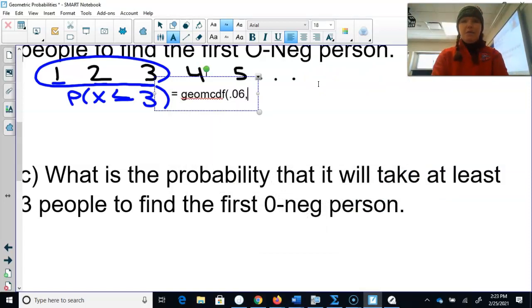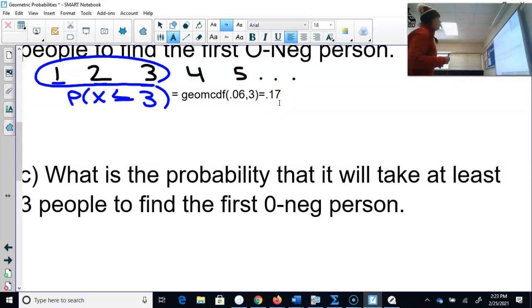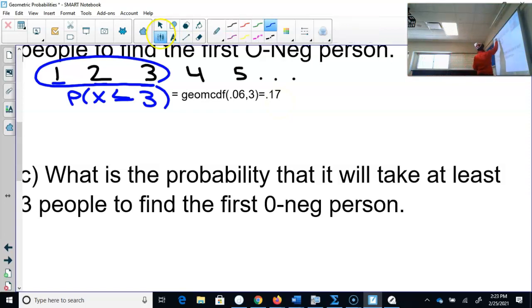0.06, comma 3 equals 0.17. All right, ladies and gentlemen, again, if you have that older calculator, you need to actually type in what the P is, comma, what the X value is there. Let's go on to the next question.